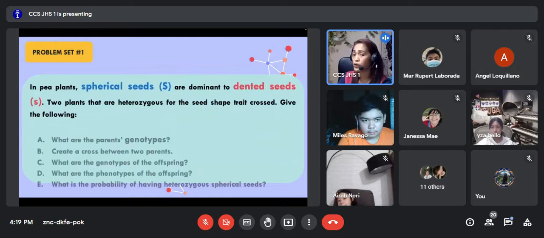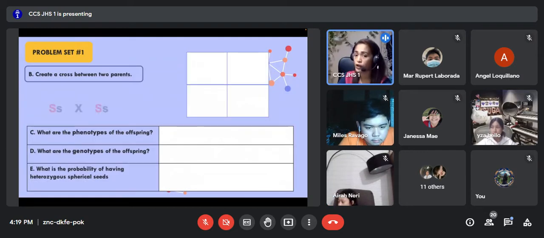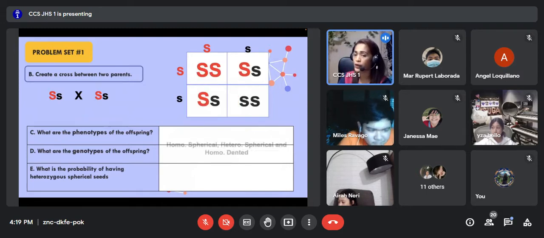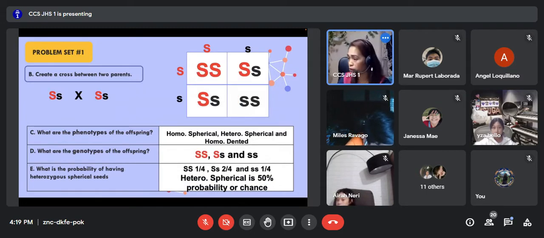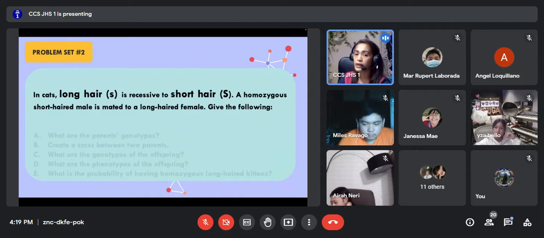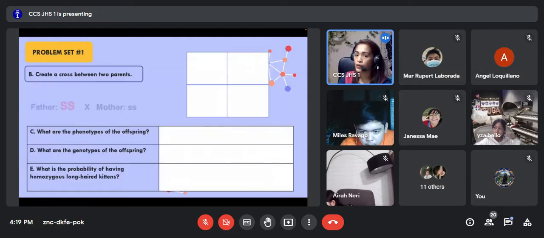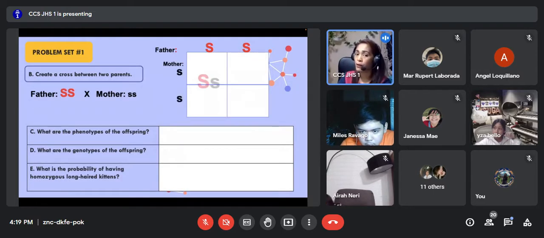So yesterday we focused on three problem sets. The first problem set talks about the seed shape. And of course, you actually had this result. If ever you were not able to screen capture the presentation yesterday, it's here. Okay, I'll give a few seconds. So that's for problem set number 1. Okay, how about problem set number 2? It talks about the length of the hair of a certain breed of cats. And this is our solution for problem set number 2.